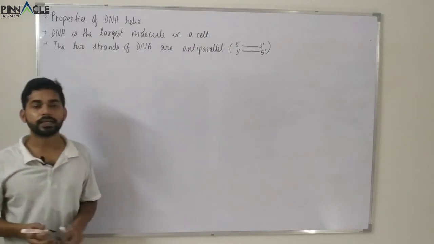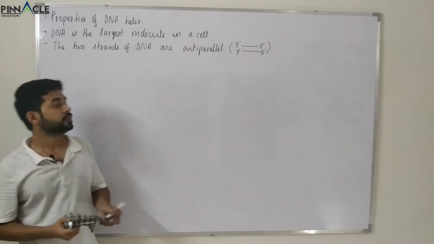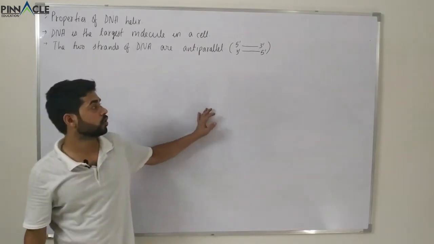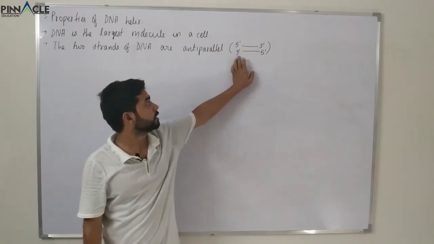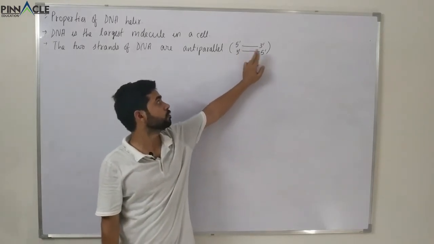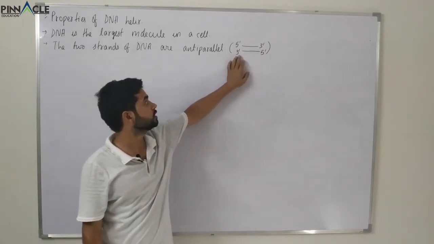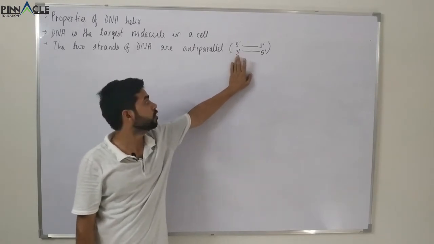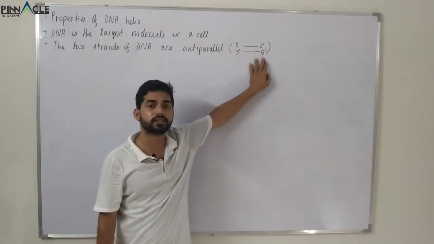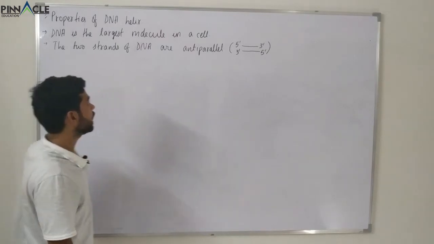So what the second statement means is that the two strands that we just drew, if one strand is from 5' to 3' direction, the other complementary strand will be from 3' to 5' direction. So this is what is meant by anti-parallel.